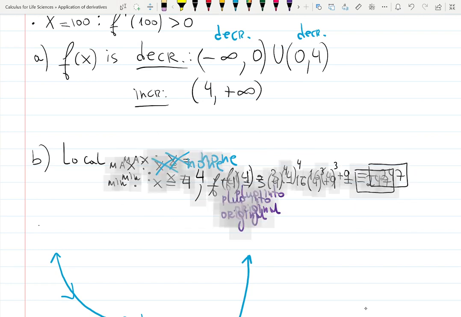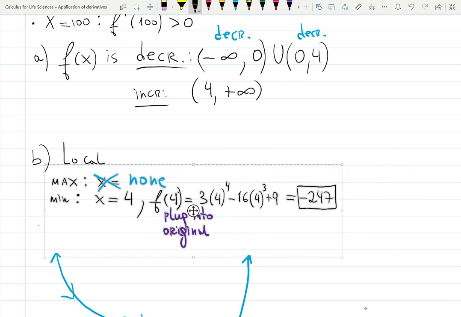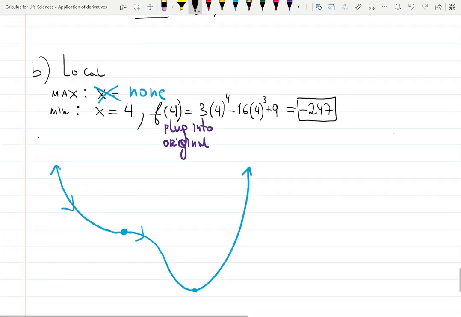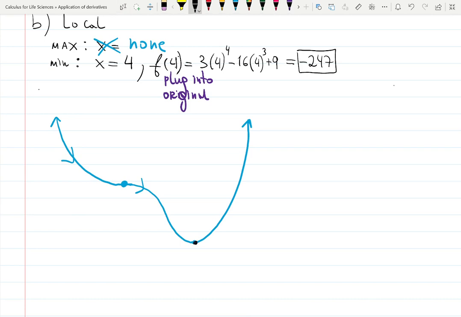So, nice. That means this pit is -247 units low, whatever it is, feet and meters and so on. So here's the idea. Here's the sketch of the graph. This is 4. This is 0.